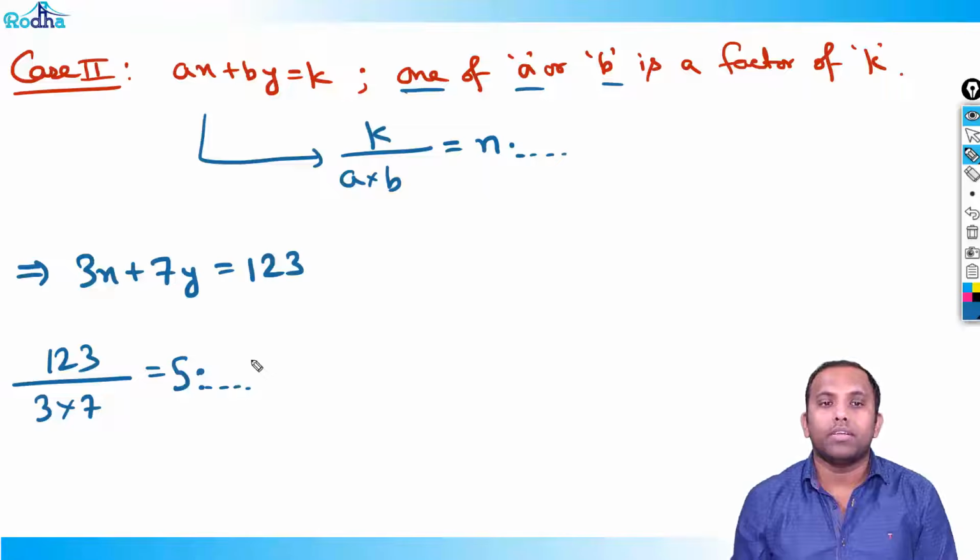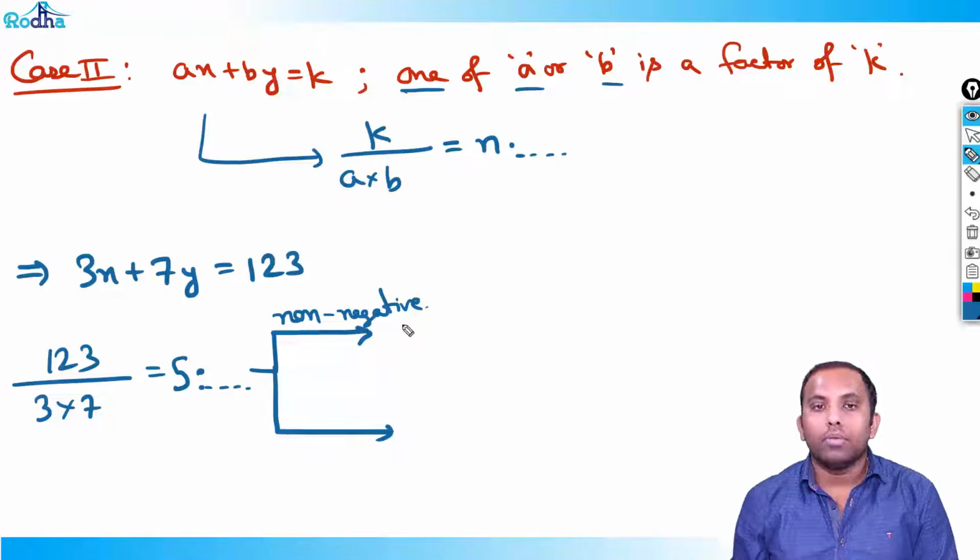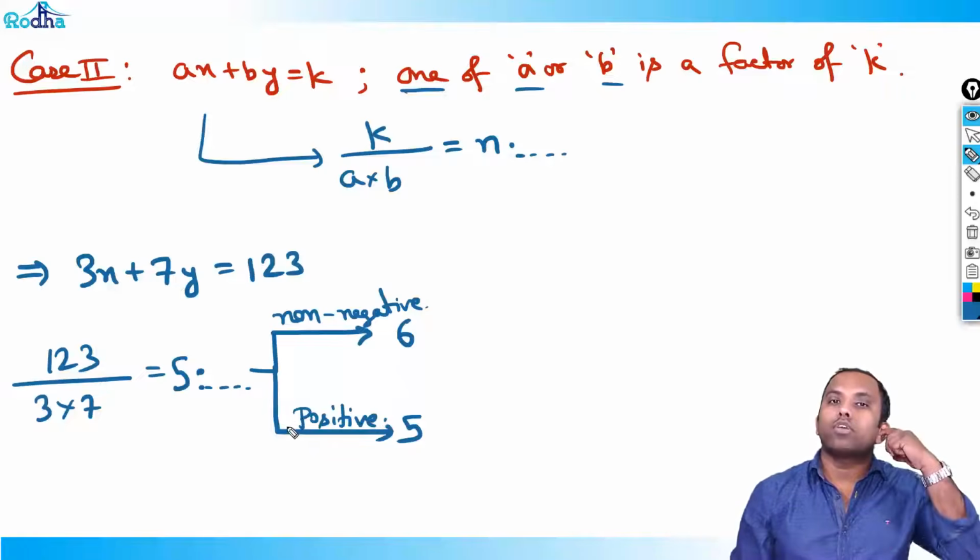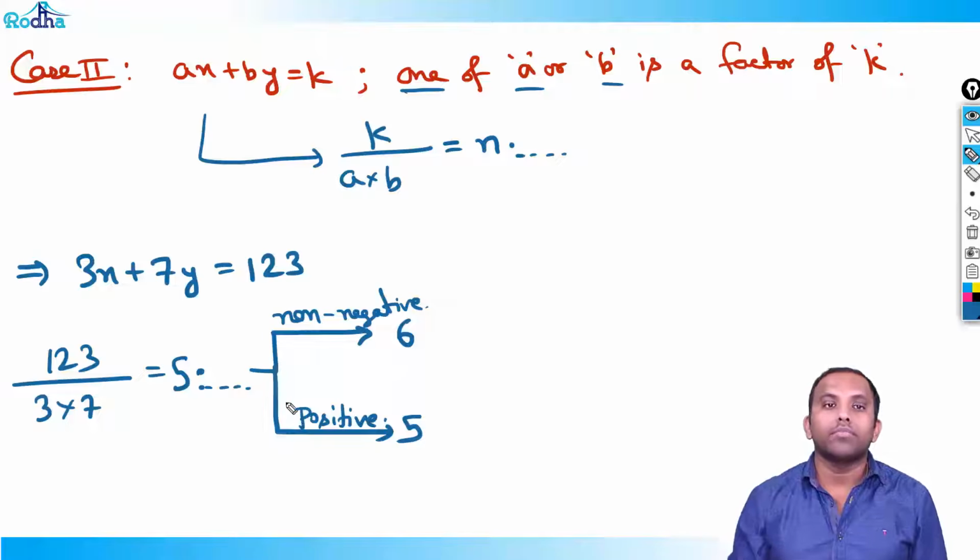Always, because it will not come as an integer. So 5 point something means what? Sorry, if it is 5 point something, ignore the decimal part. So non-negative will be 6 and positive will be 5. Positive solutions will always be less than non-negative, because the case of 0 is excluded, right? I told you the value is 5 point something, so ignore the decimal part. So 5 positive and 6 non-negative, always, right?